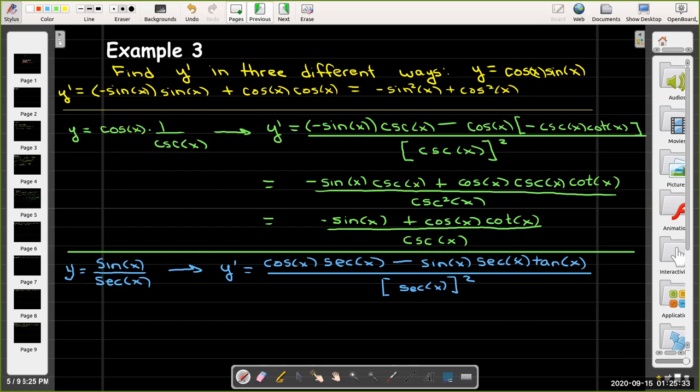So I can clean this up again a little bit. I see there is a common factor of secant x, so I could write that as cosine of x minus sine of x tangent of x, all over secant of x.